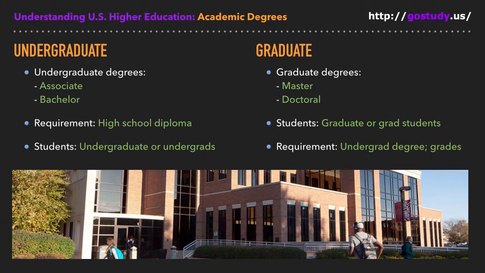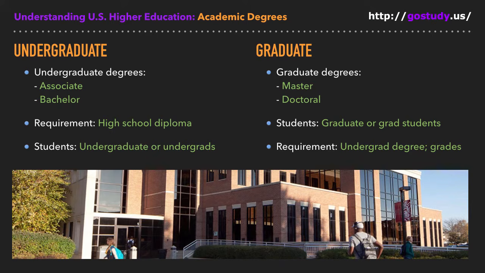Academic degree types vary significantly around the world. In the United States, we have a system that includes associate and bachelor degrees at the undergraduate level and master and doctoral degrees at the graduate level. Associate and bachelor degrees are the next step for students who've completed secondary or high school. In the U.S., we refer to them as undergraduate degrees, and students pursuing them as undergraduates or just undergrads.